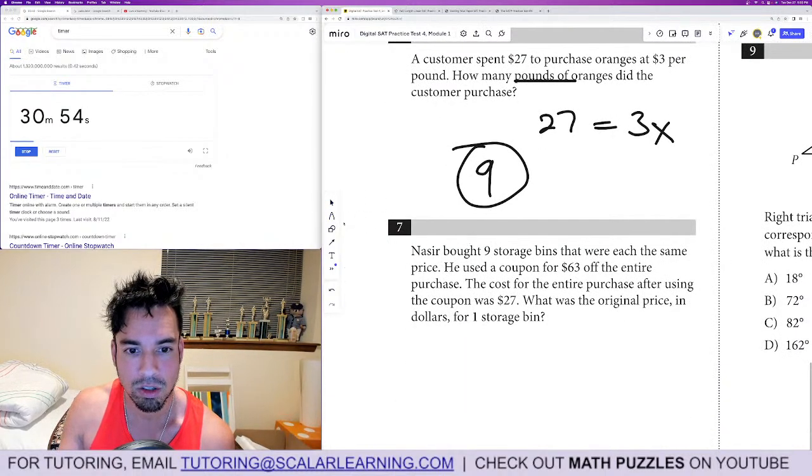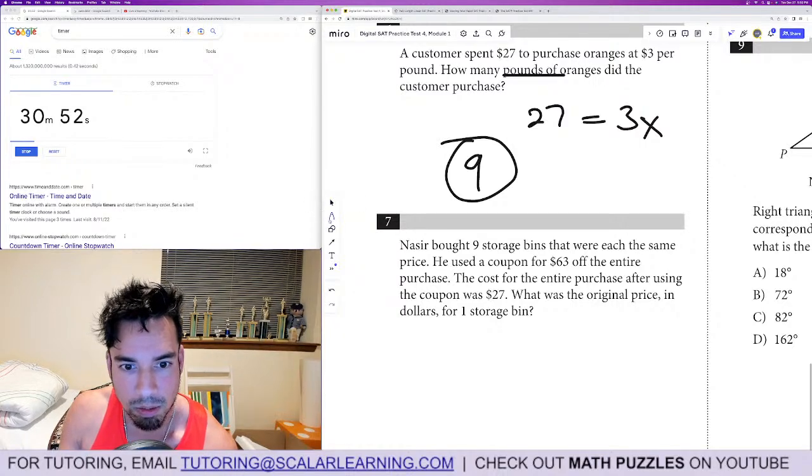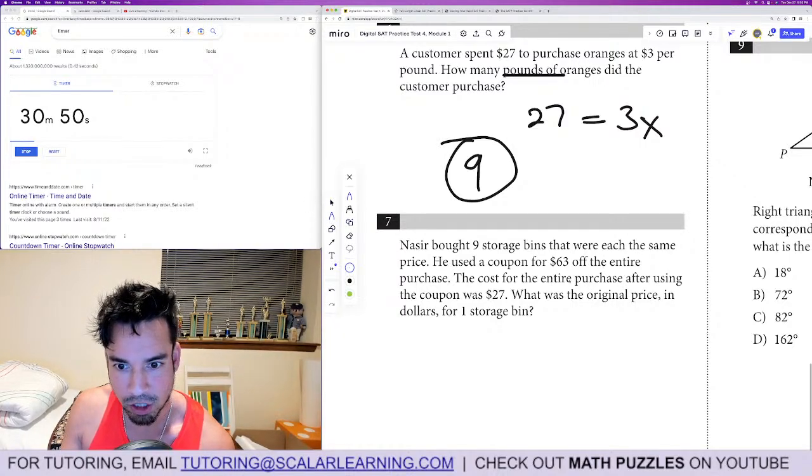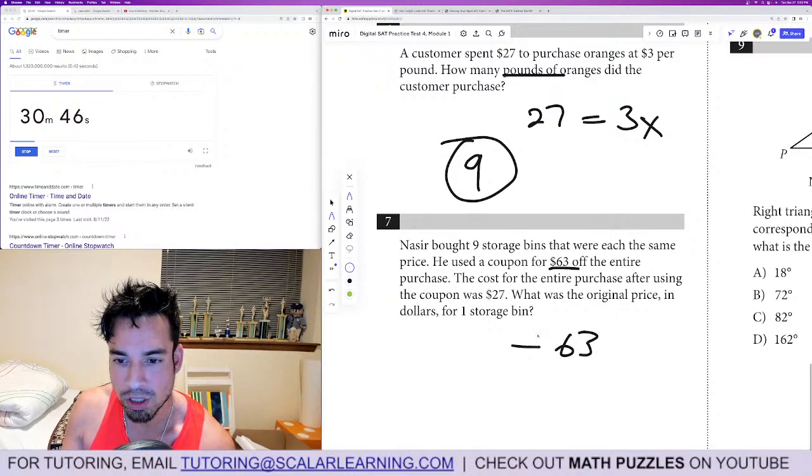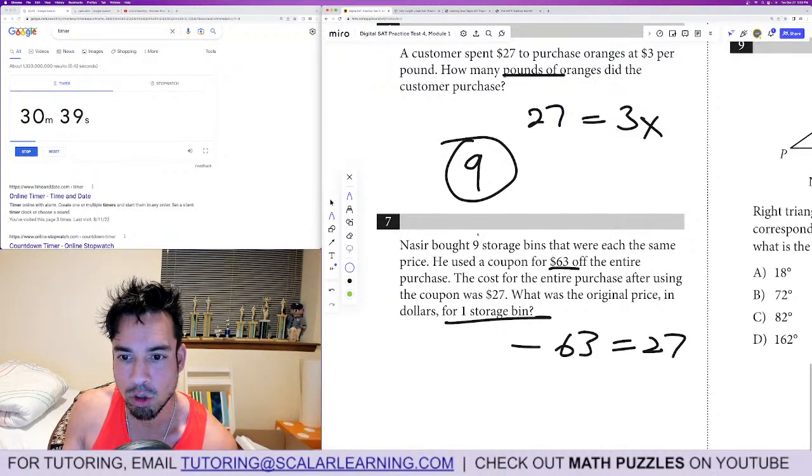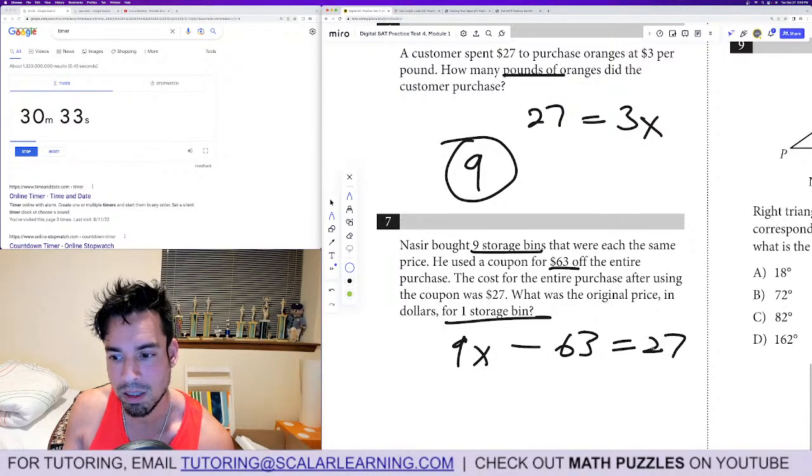Nasir bought 9 storage bins that were each the same price. He used a coupon for 63 off the entire purchase. The cost for the entire purchase after using the coupon was 27. What was the original price in dollars for 1 storage bin? So 9 times the number of each individual storage bin. 9 storage bins minus 63 equals 27.